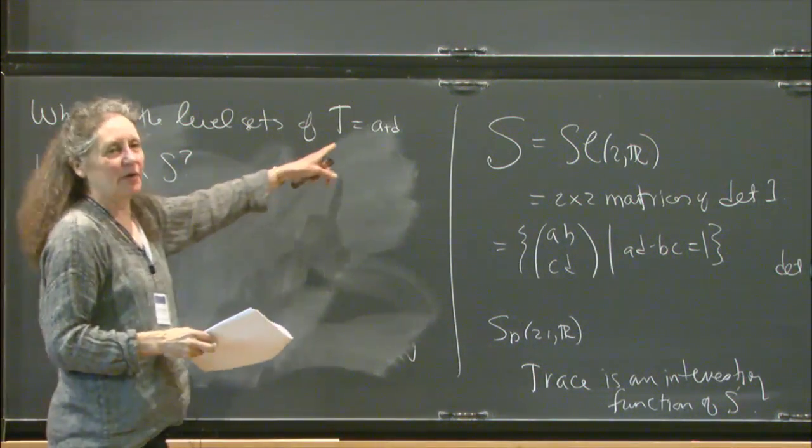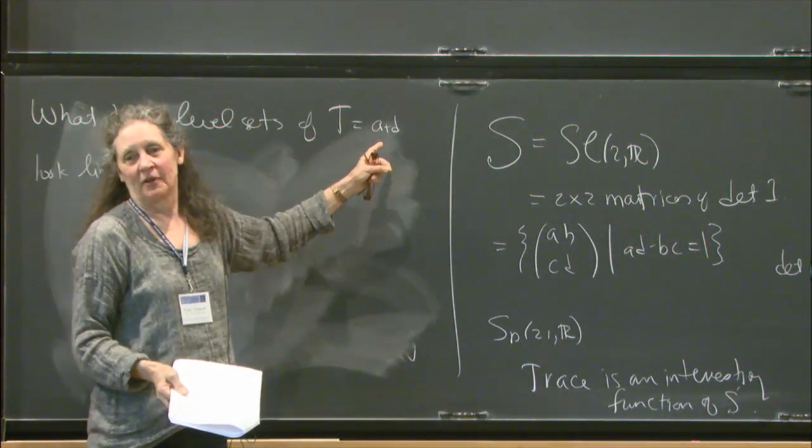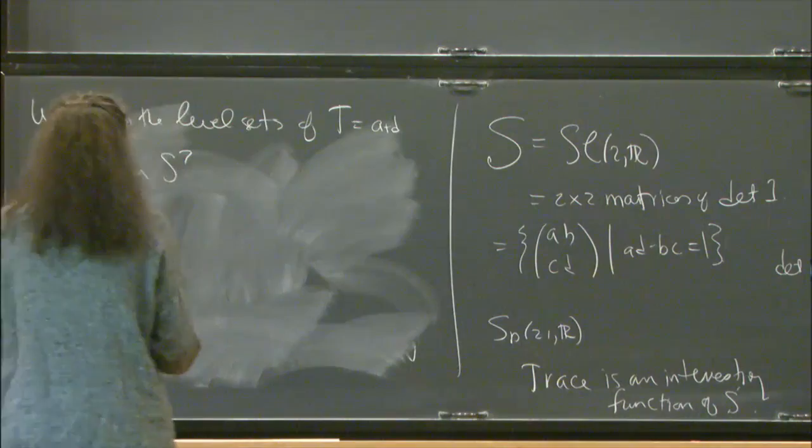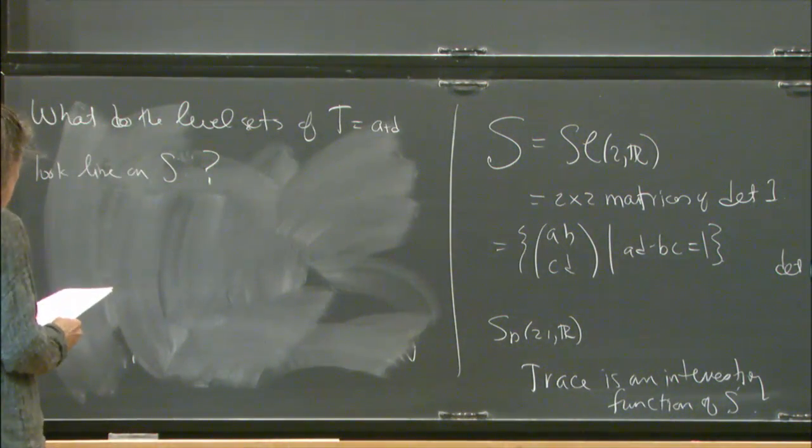So again, it doesn't look like a very interesting function, right? It's not, and in fact, in R4, it's not a very interesting function, right? But what does it look like on the group SL2R?